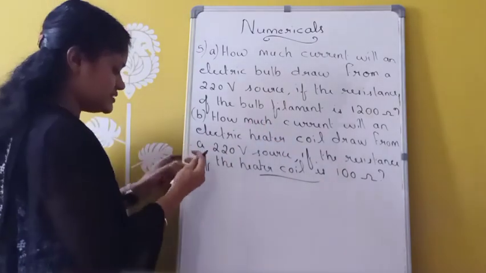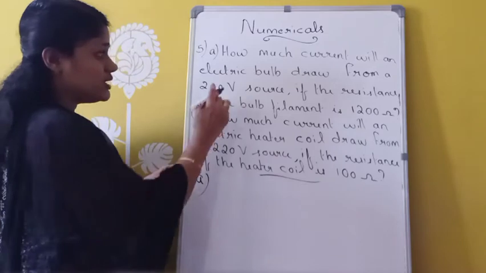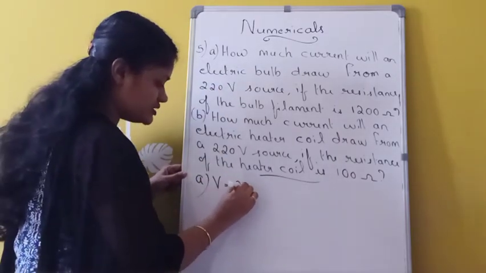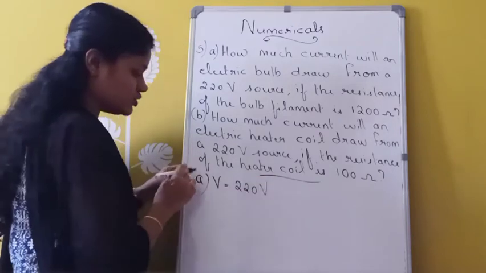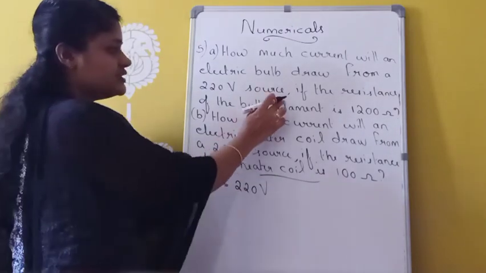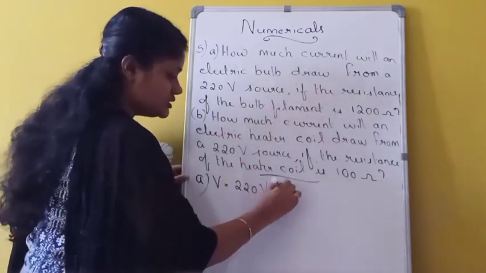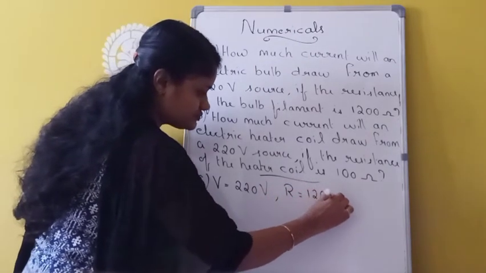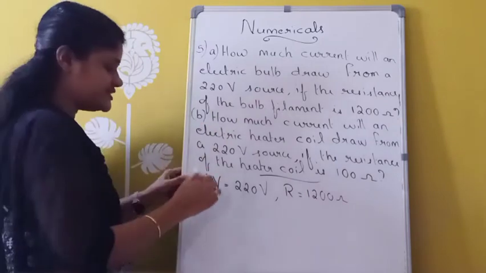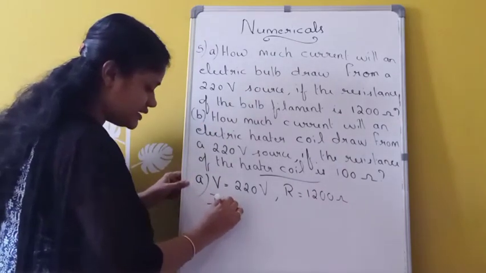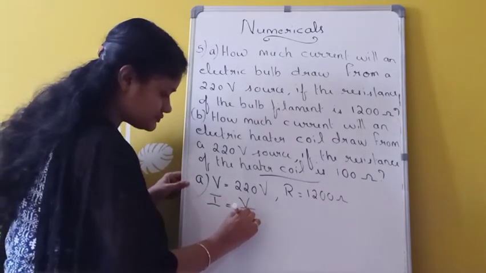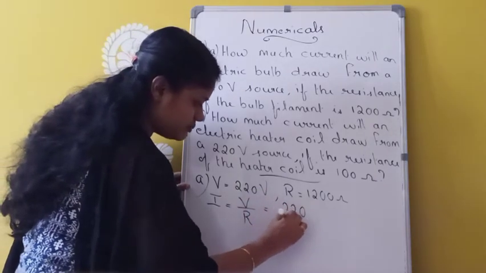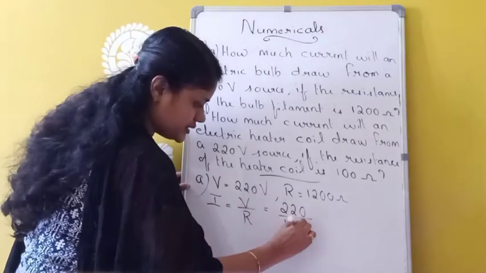So in the first case, first part, what is the potential difference? 220 volt. So V equals 220 volt. Potential difference symbol is V. Then resistance is given as how much? 1200. So R equals 1200 ohm. And we have to find which quantity? Current. So I equals V by R. That is equivalent to 220 divided by 1200.